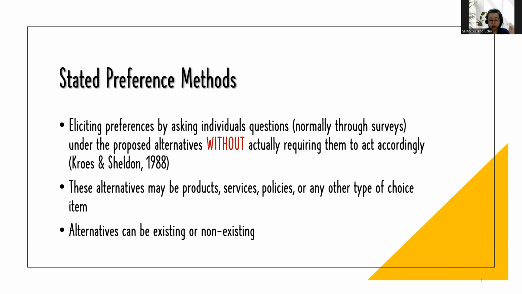Normally we use a series of alternatives, and these alternatives could be products or services or interventions or treatments that are of our research interest, or any other type of choice item. It can be a coffee product, it can be a robot, it can be a treatment for cancer, or it can be a new policy that the government wants to launch. So it can be existing or even non-existing.